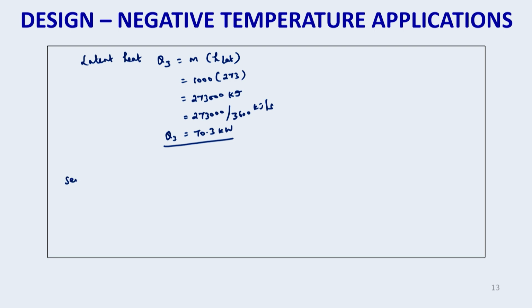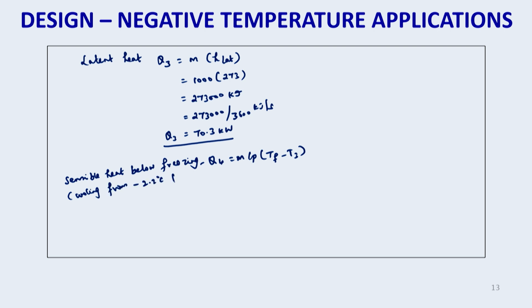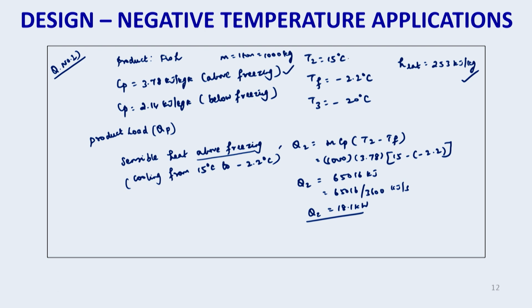Next one is sensible heat below freezing. That is Q4, that is equal to MCP into TF minus T3. So this is cooling from freezing temperature minus 2.2 degrees centigrade to minus 20 degree centigrade. The earlier one is above freezing, that is from 15 to minus 2.2. Then from minus 2.2 to minus 20, this is below freezing.